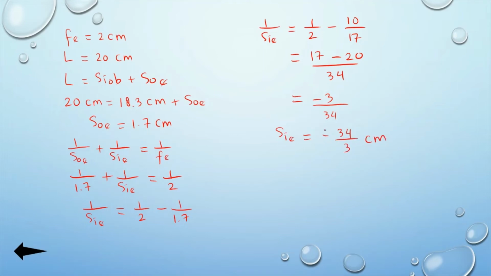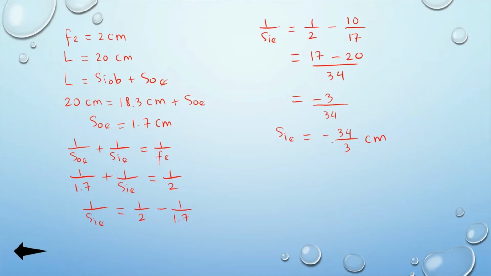The negative sign in front of the value shows you that the image formed by the eyepiece is a virtual image. So, the position of the final image is 34 over 3 centimeter from the eyepiece. This is the answer for question C.